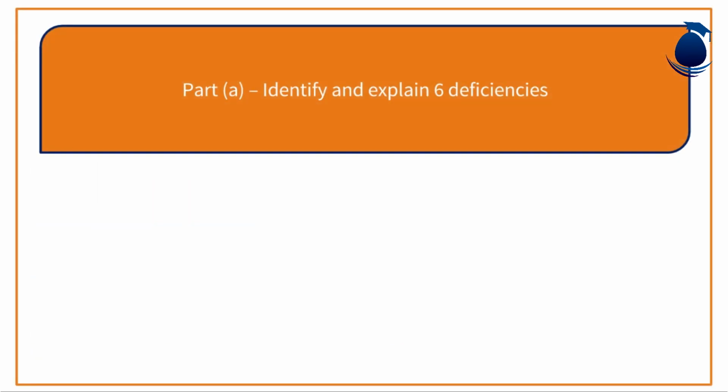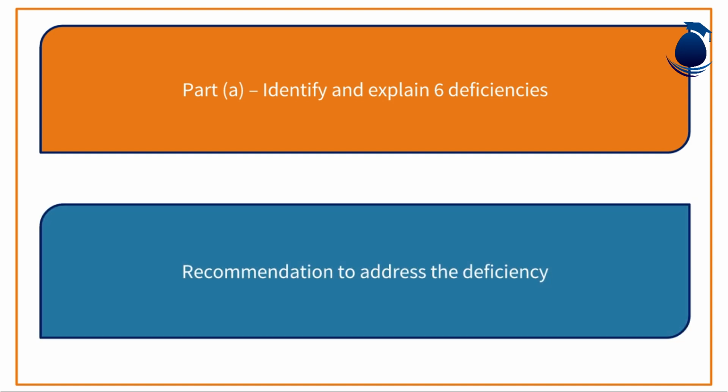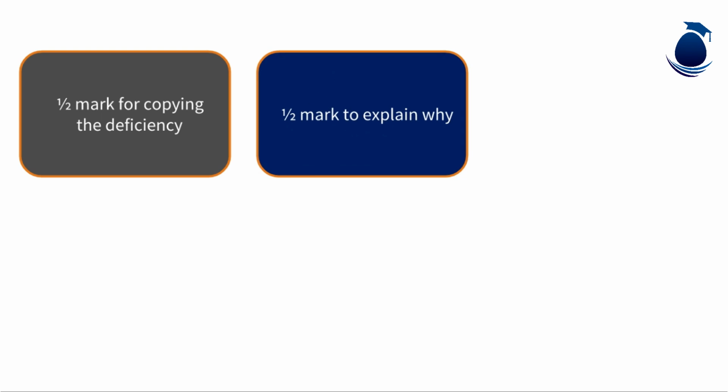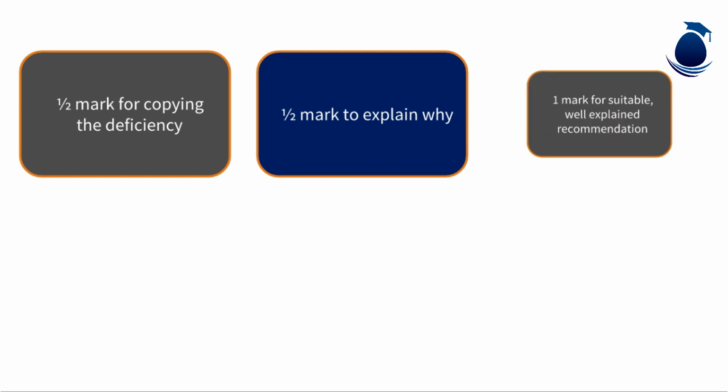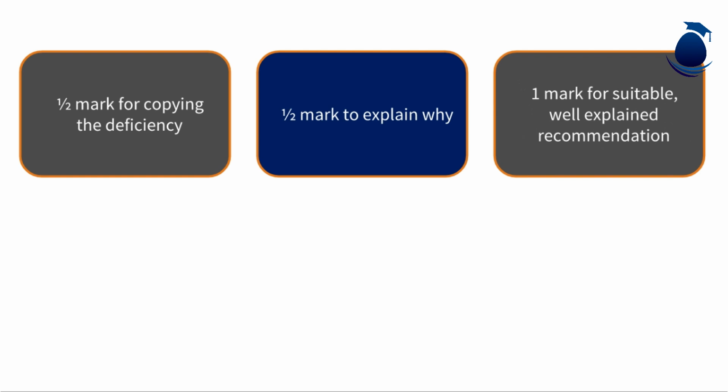Part A. We have 2 sub-requirements. One is to identify and explain 6 deficiencies. The other is to provide a recommendation to address the deficiency. Half a mark is allocated for copying the deficiency found within the scenario. Another half a mark is then allocated if you can then explain why it is a deficiency to Lilly Windows inventory system. You would get awarded 1 whole mark for a suitable, well-explained recommendation to deal with the deficiency in the system.